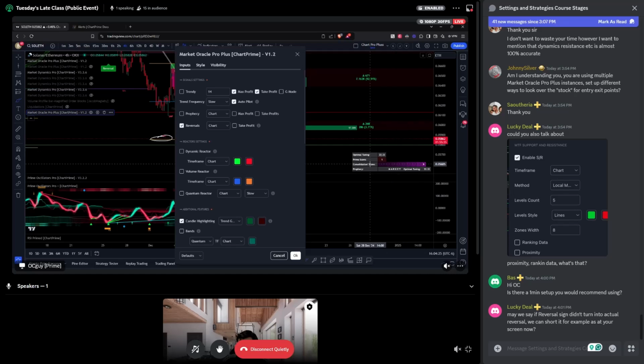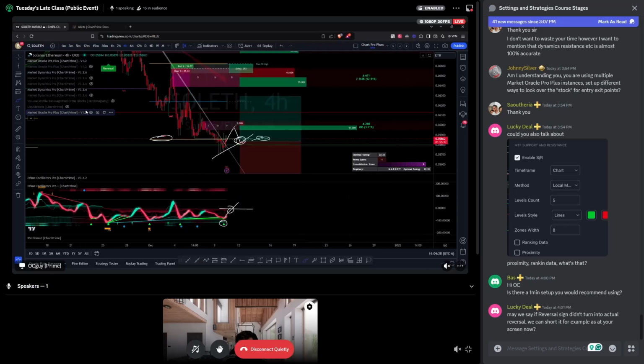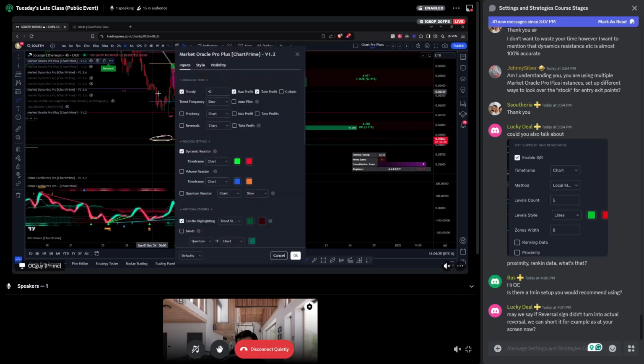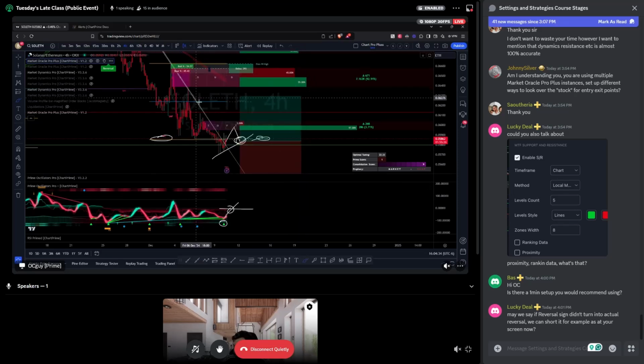The only thing that I could maybe recommend is using a big enough number on your trend sensitivity that gives you huge, accurate trends. And then you trade the trend, don't use the trend mode to try to scalp it. That would be my only recommendation, not financial advice. Maybe we say if reversal signals didn't turn into actual reversals, we can short it, for example.